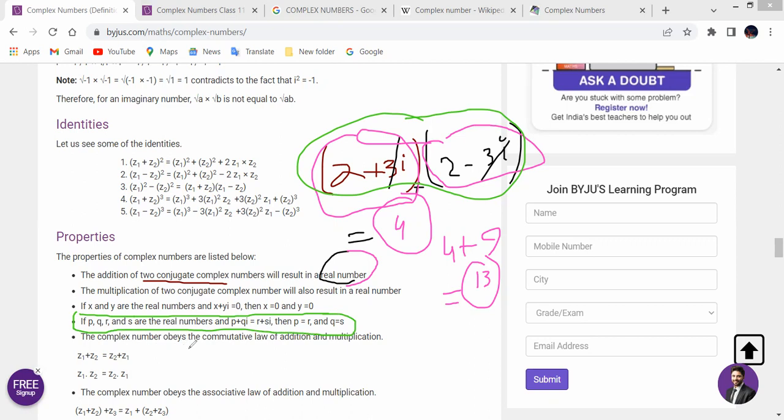The complex numbers obey the commutative law of addition and multiplication. This is also an important property. If we add two complex numbers, C1 plus C2 will be equal to C2 plus C1. Similarly, C1 multiplied by C2 will be equal to C2 multiplied by C1. So you can say the commutative property of addition and multiplication holds and is verified in complex numbers.